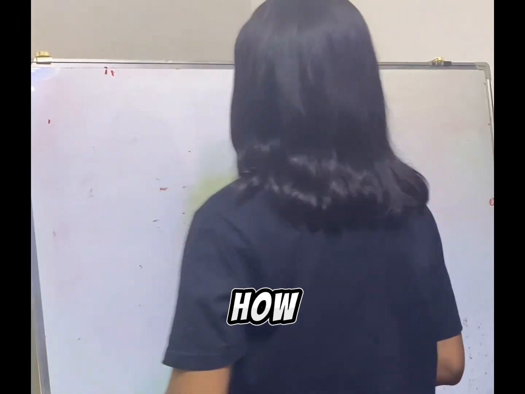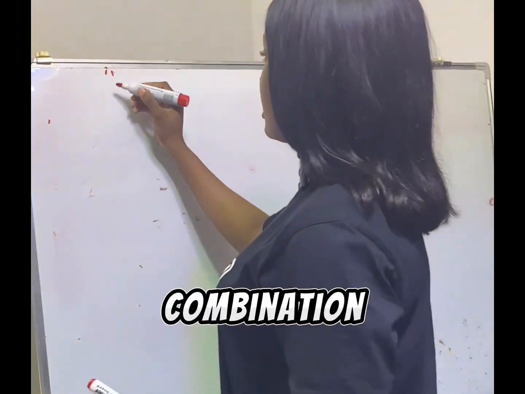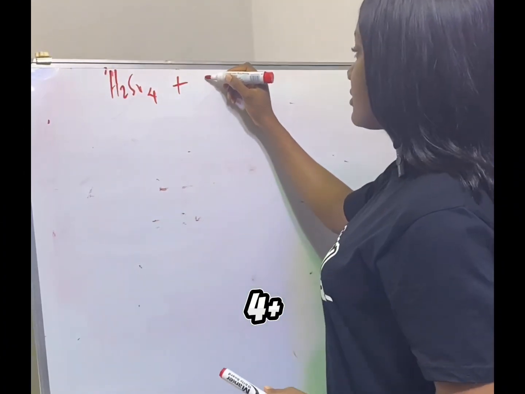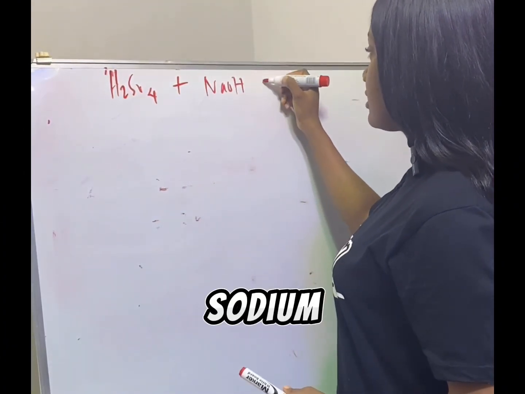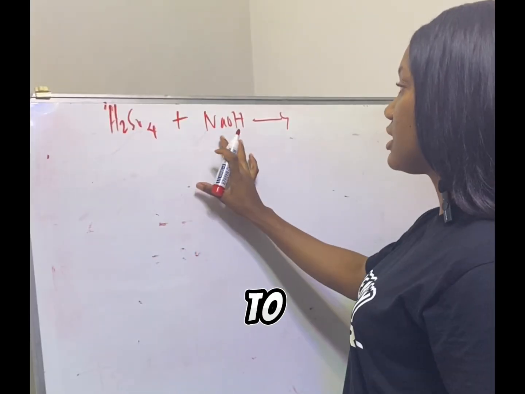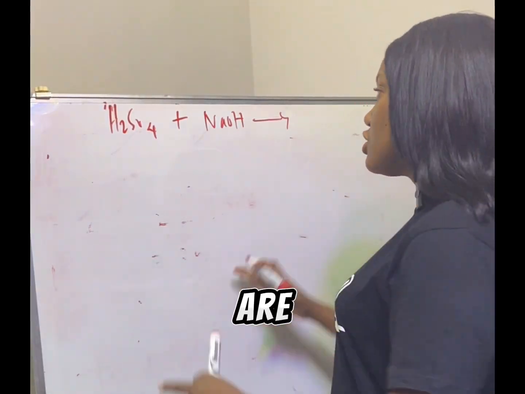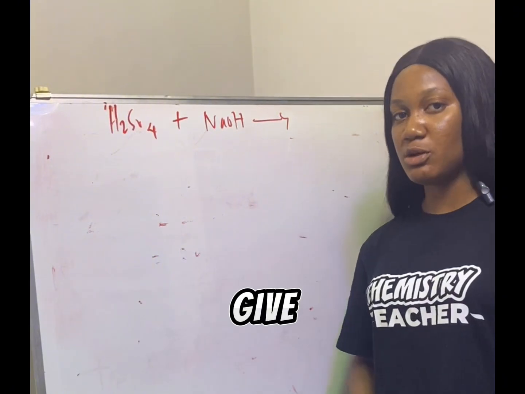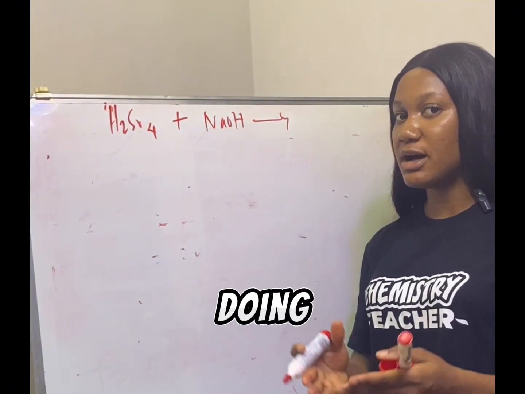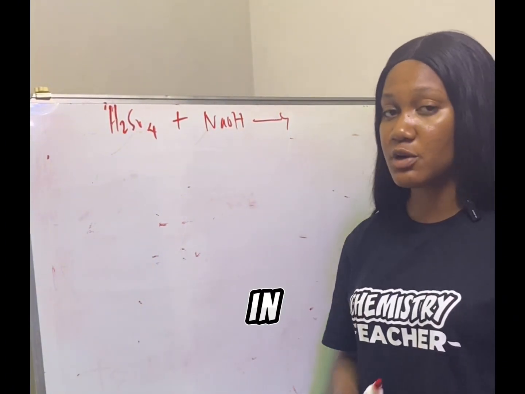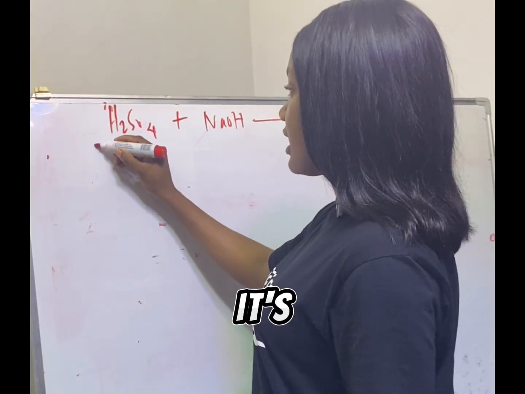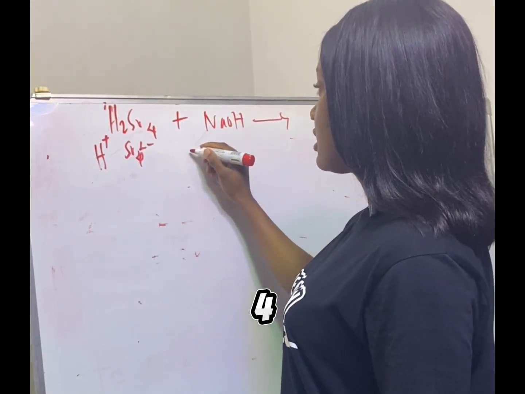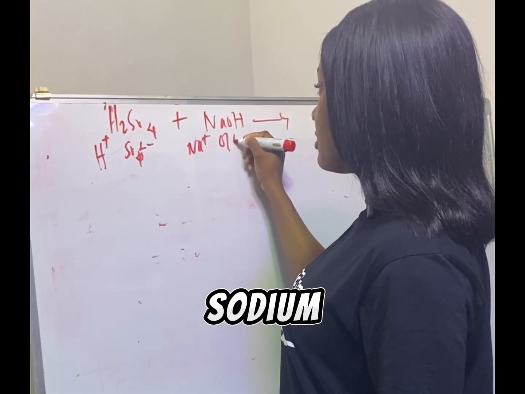I'm going to use a simple kind of combination. So I have here H2SO4 plus sodium hydroxide. These two things combining are called reactants. So what product will these reactants give? How we know what product they would give is by doing what I've discussed in one of my videos, and of course, it's simple. So here it's hydrogen plus SO4 2 minus. Here is sodium plus OH minus.